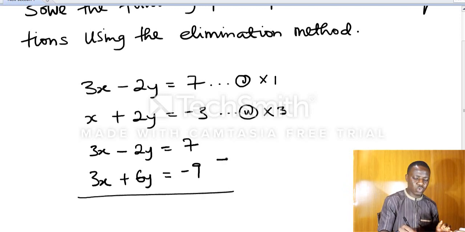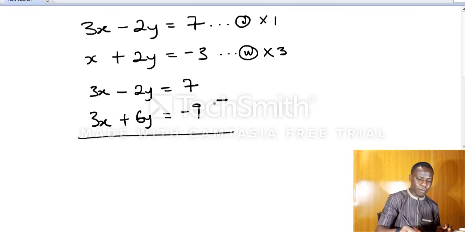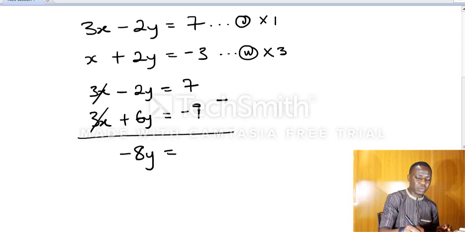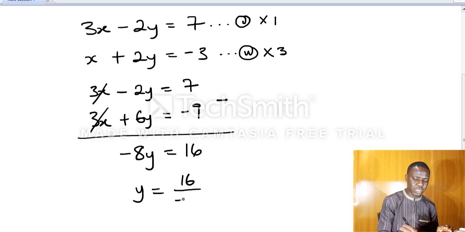So I'm going to subtract equation 1 from equation 2, thereby eliminating x. 3x minus 3x is 0x, so this becomes 0, while 2y minus 6y is minus 8y, which is equal to 7 minus 9, which is plus 16. Now I have made this a linear equation in one variable. Therefore, I can get my value of y by dividing both sides by -8. So when you divide both sides by -8, you have y equal to 16 divided by -8, and that will be equal to -2.